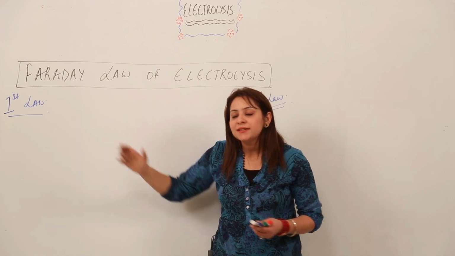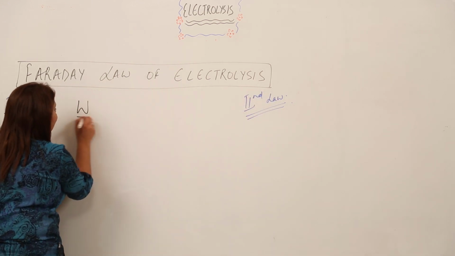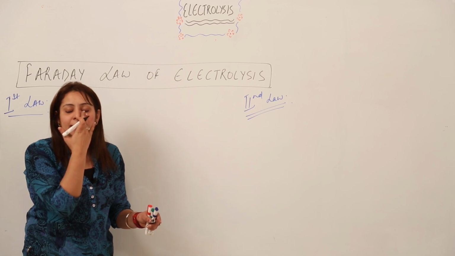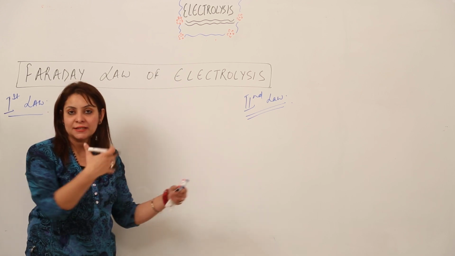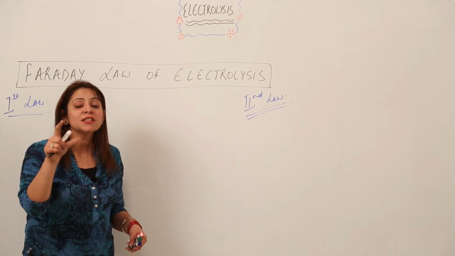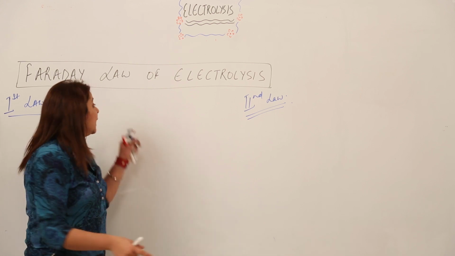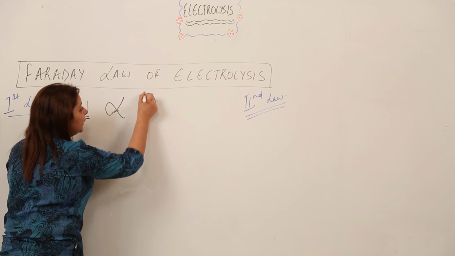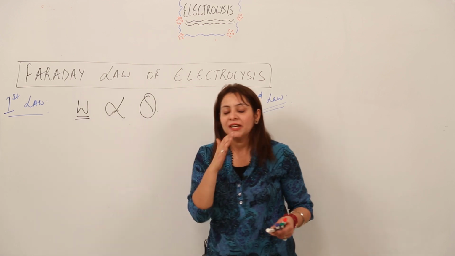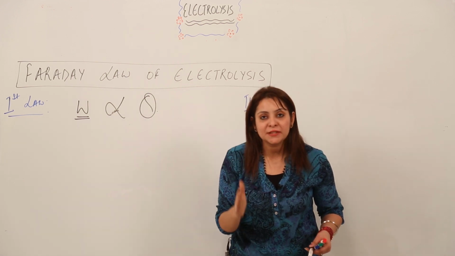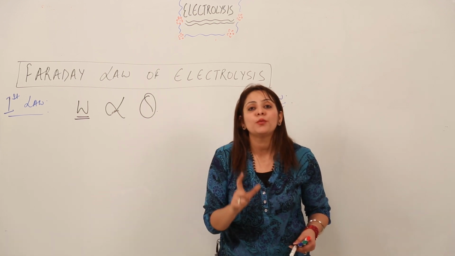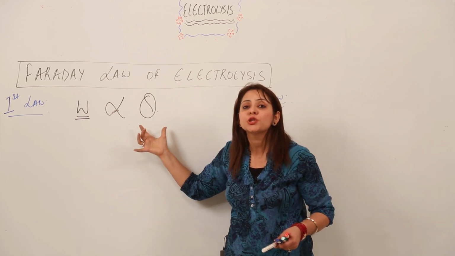You know that whenever we carry out electrolysis, the electrolyte dissociates into ions, and we get a substance liberated at the cathode and a substance liberated at the anode. So the weight of substance liberated at the cathode or anode is directly proportional to the quantity of electricity passed through the electrolyte. So this is the first law. Again, it states that the weight of the substance liberated at the electrode as a result of electrolysis is directly proportional to the amount of electricity passed through it.